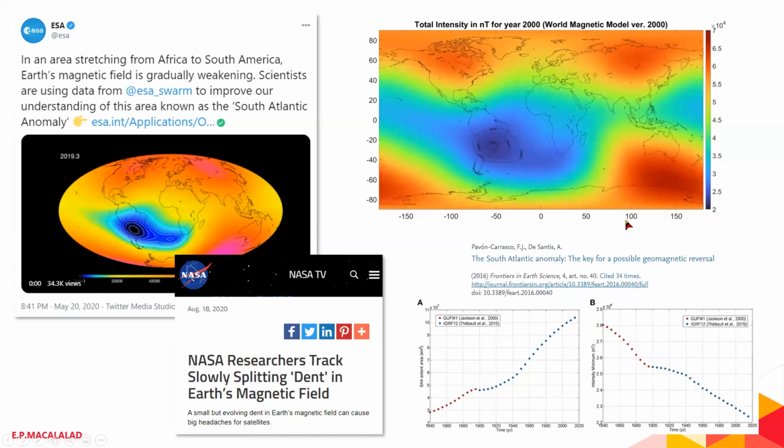Kaya niya ba, may expansion niya ba, kaya niya bang sakupin yung, as in global na yung masakop niya? Weakening na. I don't know. Maybe. But that's why it's being monitored by geophysicists. Okay. So that's why this research is very important.